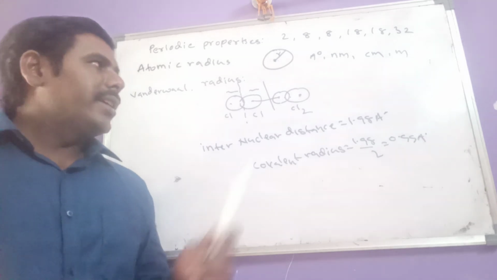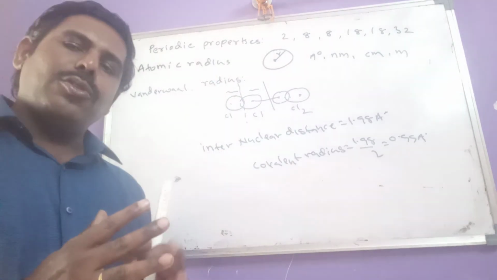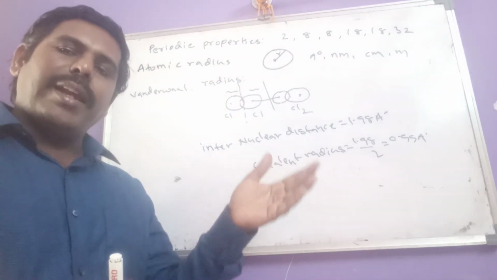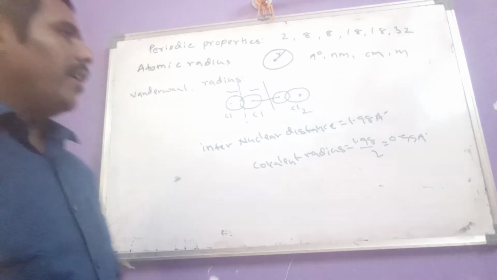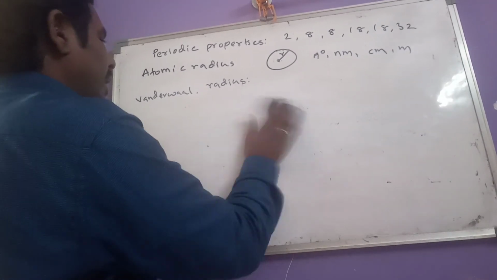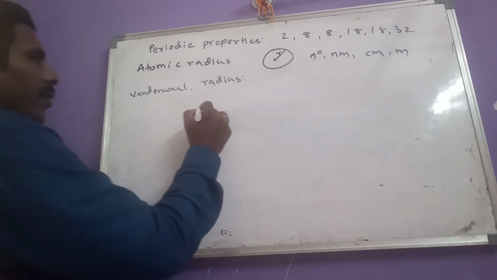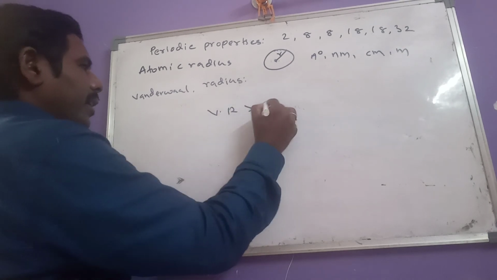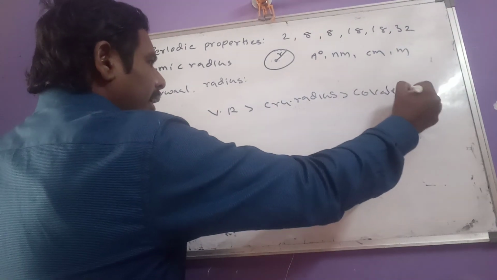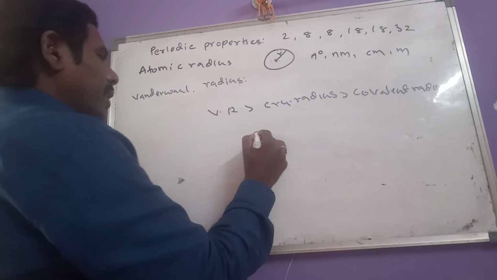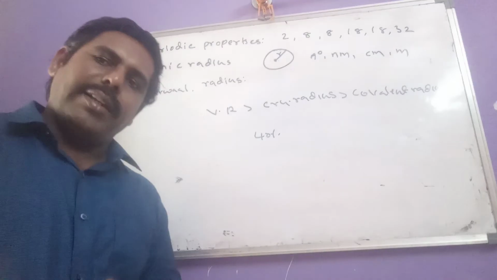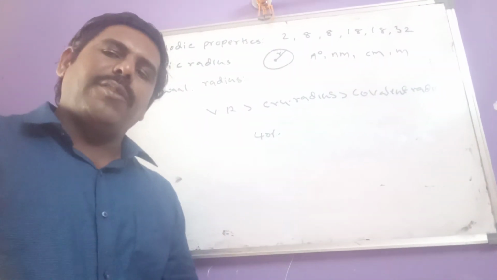By observing the three radii, we come to know that among the three, van der Waal radius is greatest. Let us write the order here: van der Waal radius is greater than crystal radius, which is greater than covalent radius. Generally, van der Waal radius is 40% greater than that of covalent radius.